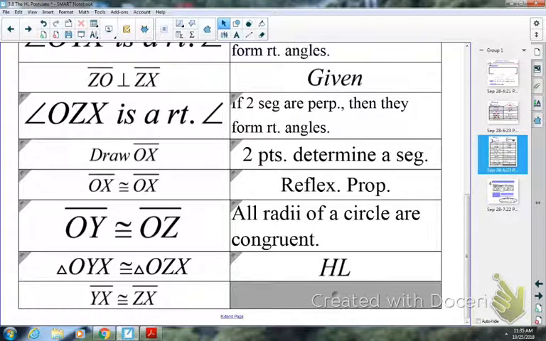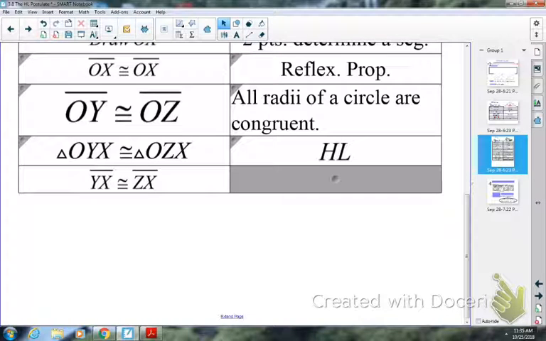And if your triangles are congruent, the rest of the parts have to be congruent. So we can state that segment YX is congruent to segment ZX by CPCTC. So again, are we adding extra steps? No. Are they getting longer? No. We're just talking about another method. You're just using a different method.